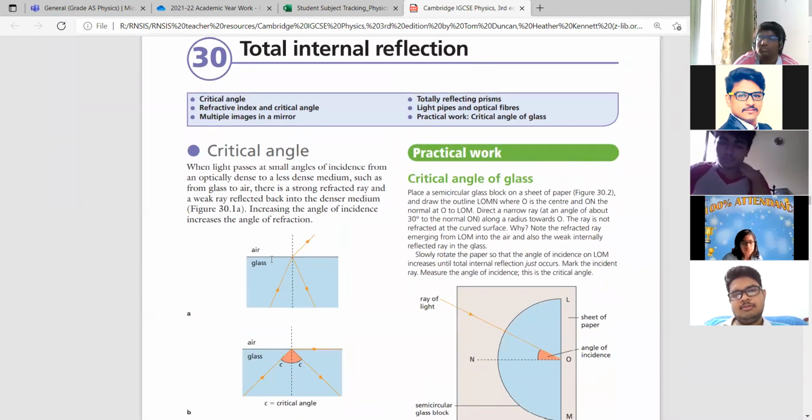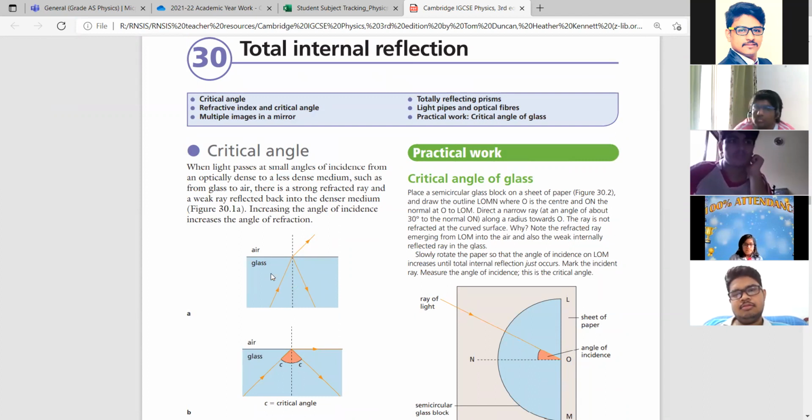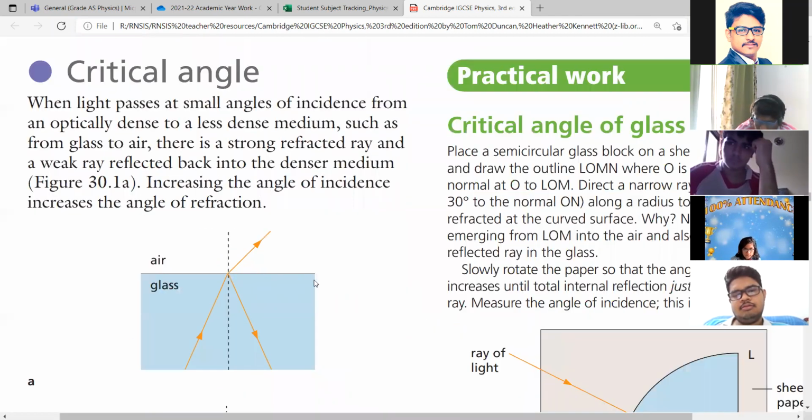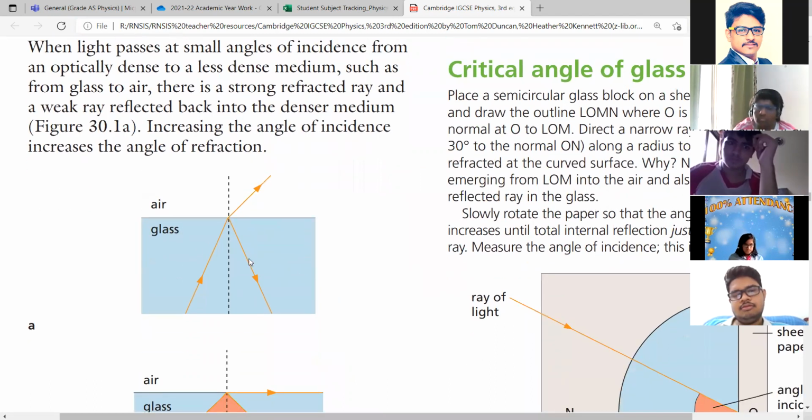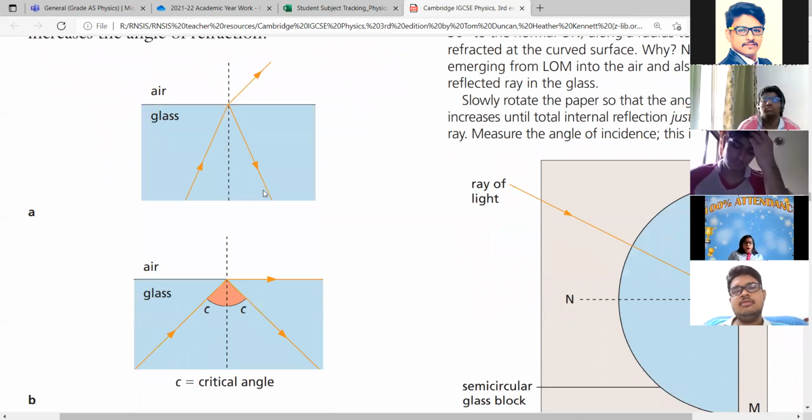Now see, what is critical angle? This only occurs when the light is traveling from a denser medium to a rarer medium. Glass is a denser medium, air is a rarer medium. Because it is going from a denser medium to a rarer medium, obviously it will bend away from the normal. This is a rule. Now, if I go on increasing this angle, this angle will come down, down, down, and it will become flat on the surface.